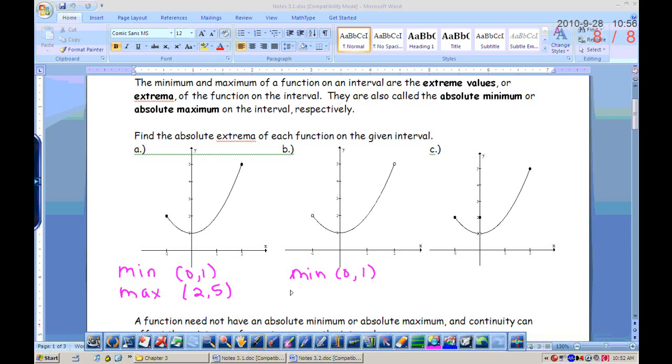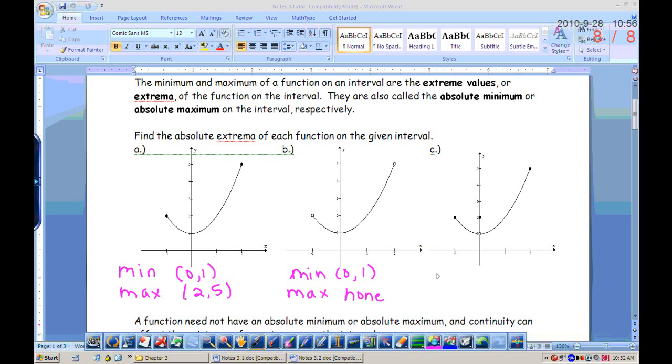How about the absolute max? Okay, right before 2, 5. Is there a specific point that's right before 2, 5? No. Okay, we can kind of think about it as kind of a limit, but there is no absolute maximum. There's not one specific value that is the highest point on that graph.